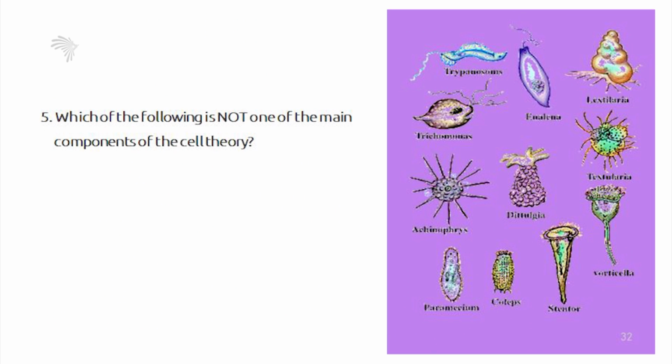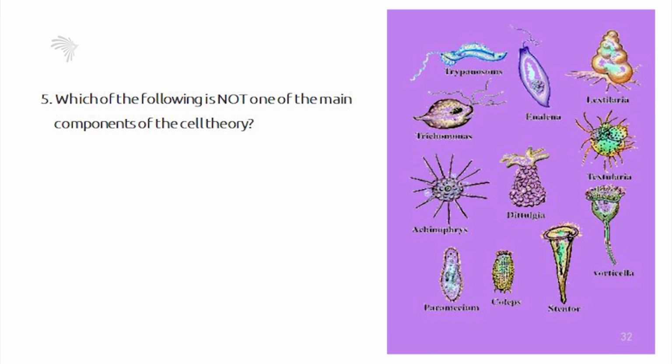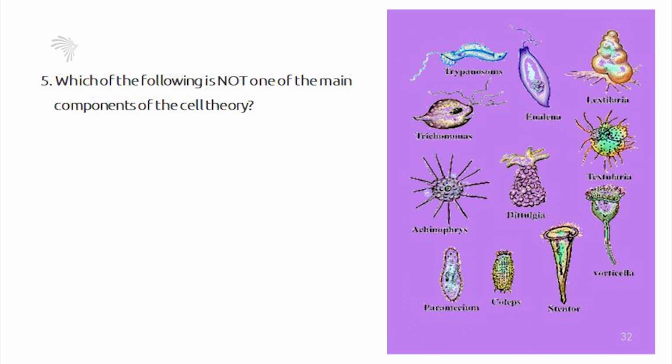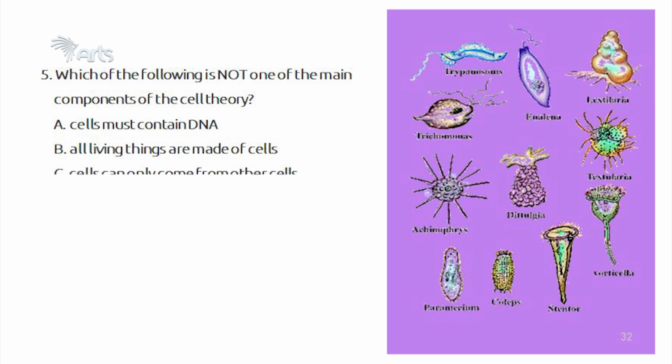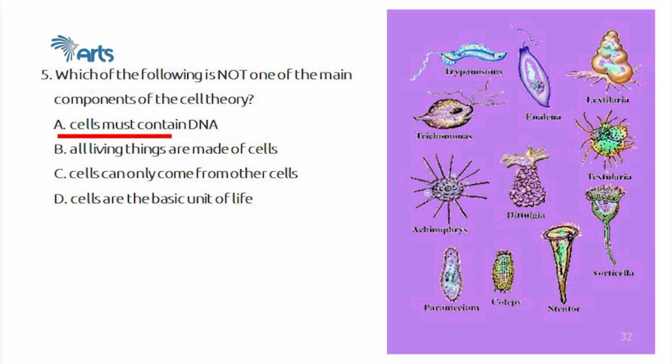Question number 5. Which of the following is not one of the main components of the cell theory? A. Cells must contain DNA. B. All living things are made up of cells. C. Cells can only come from other cells. D. Cells are the basic unit of life. So if your answer is A, you are correct.